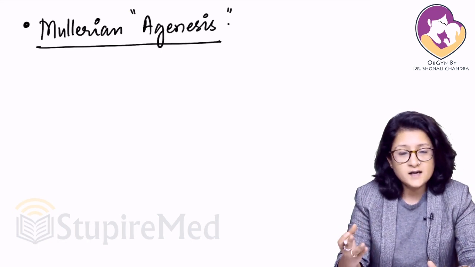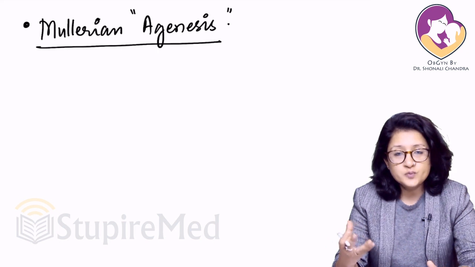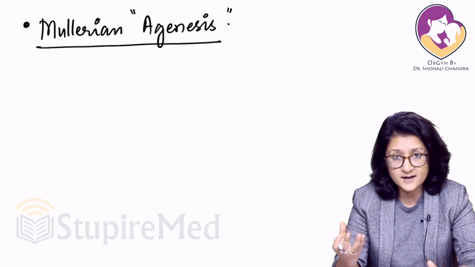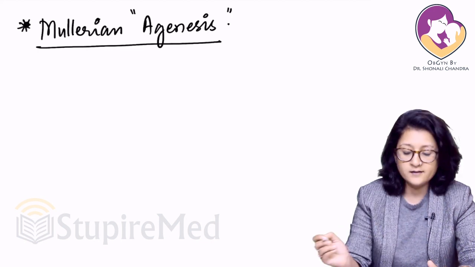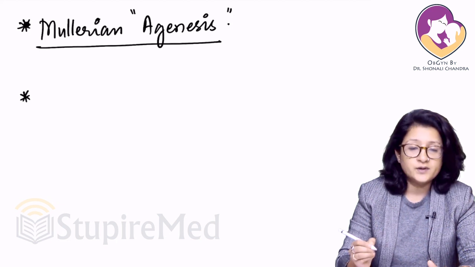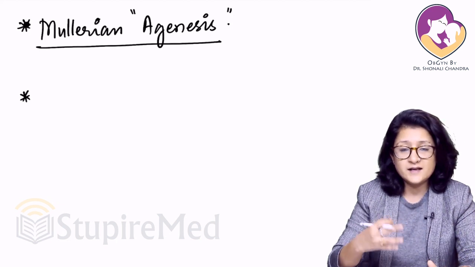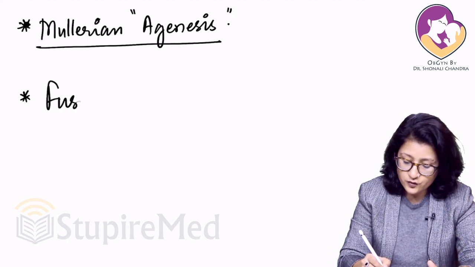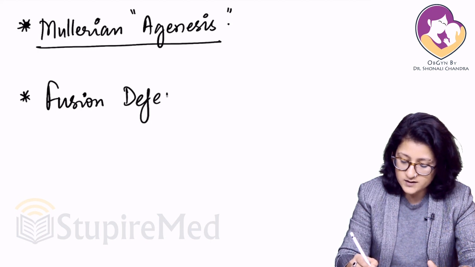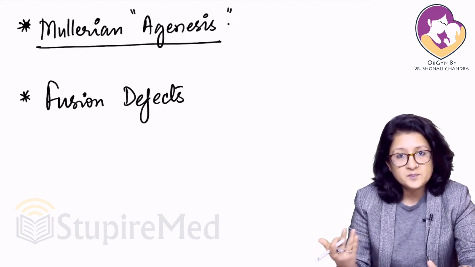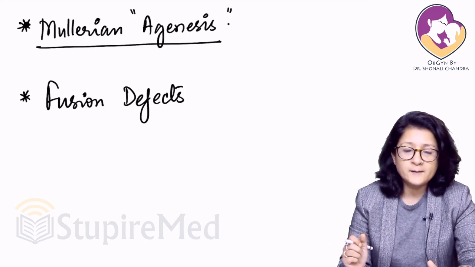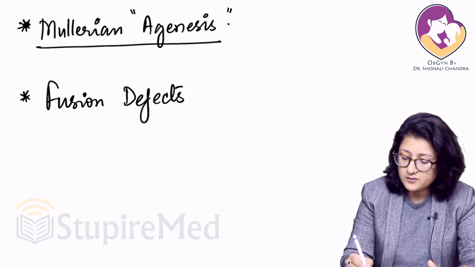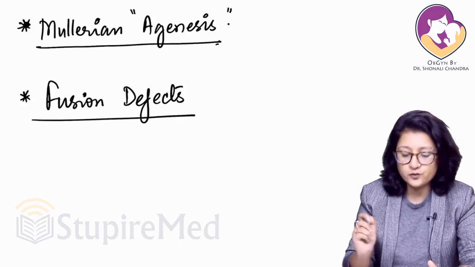Now, the Mullerian duct was the duct from which the tubes and the uterus were arising, most of the entire internal genitalia. So one thing that can happen is Mullerian agenesis. The other thing that can happen is that the Mullerian ducts are formed fine, but there can be various fusion defects. They fail to fuse, they incompletely fuse, they fuse along the way, and some other anomalies which we are going to discuss. So we're going to talk about Mullerian agenesis and we're going to talk about fusion defects.